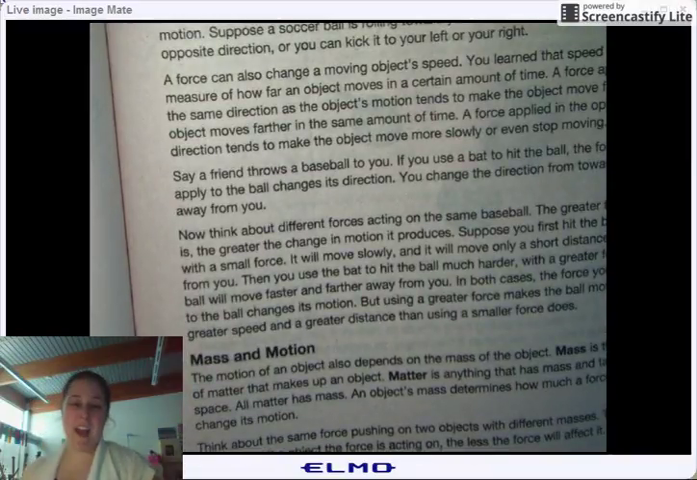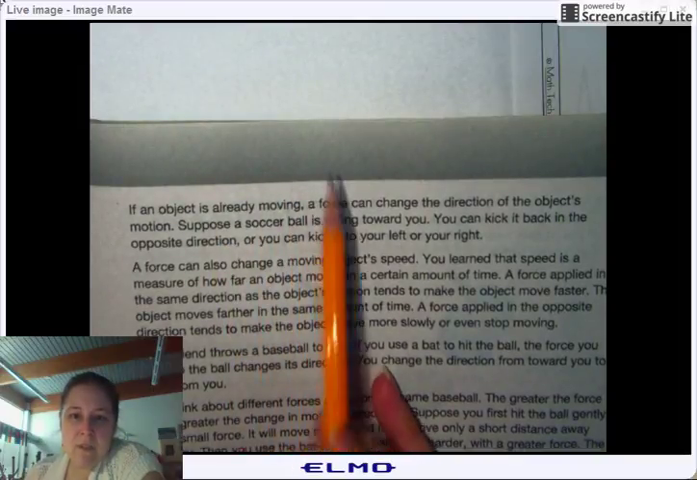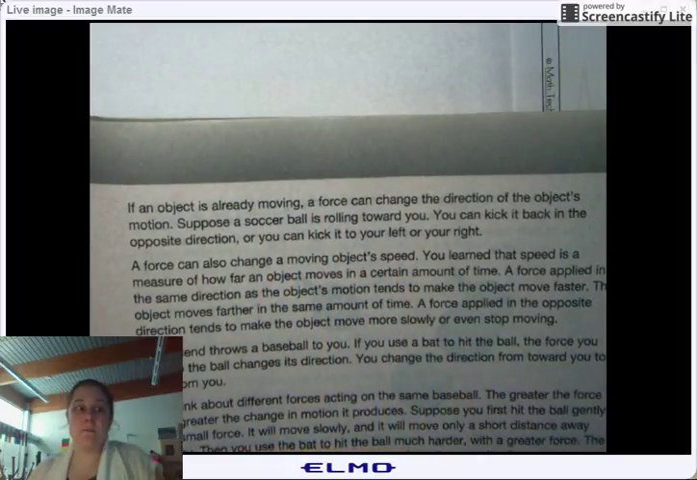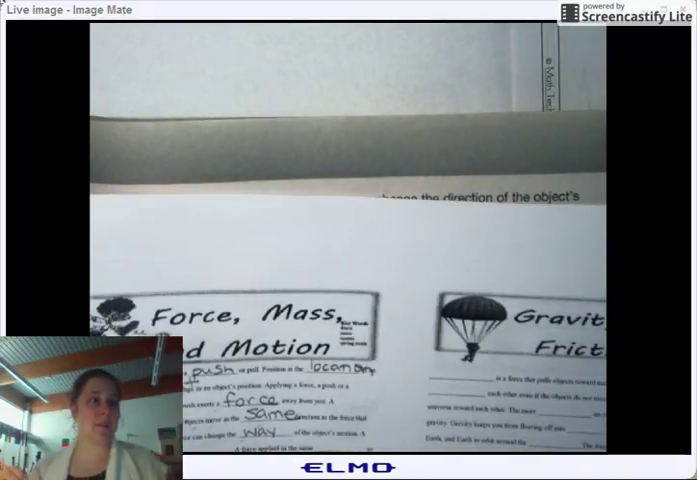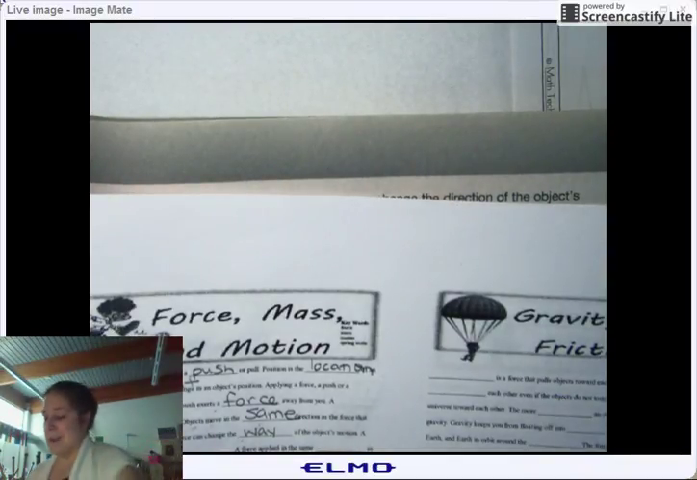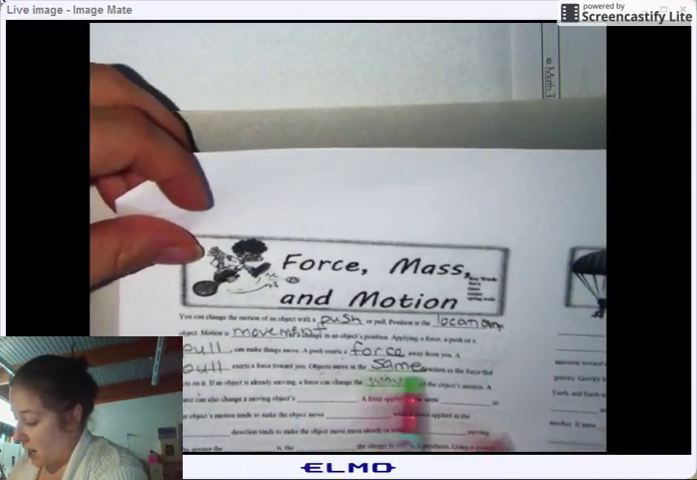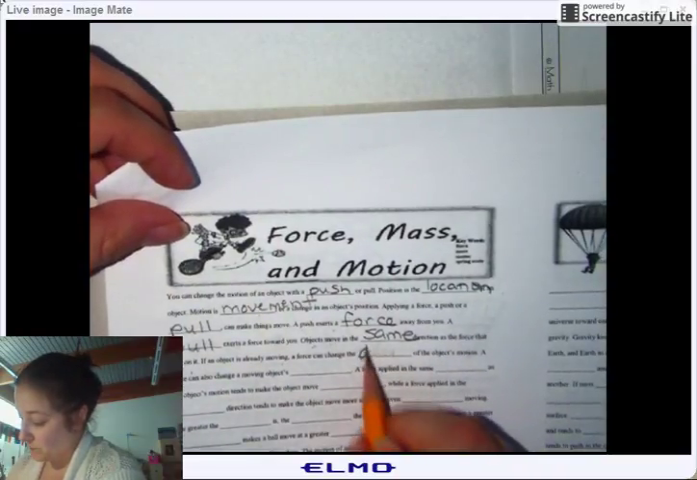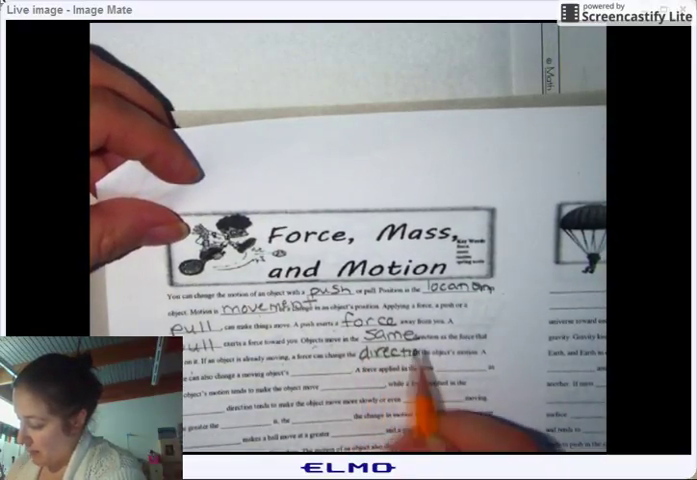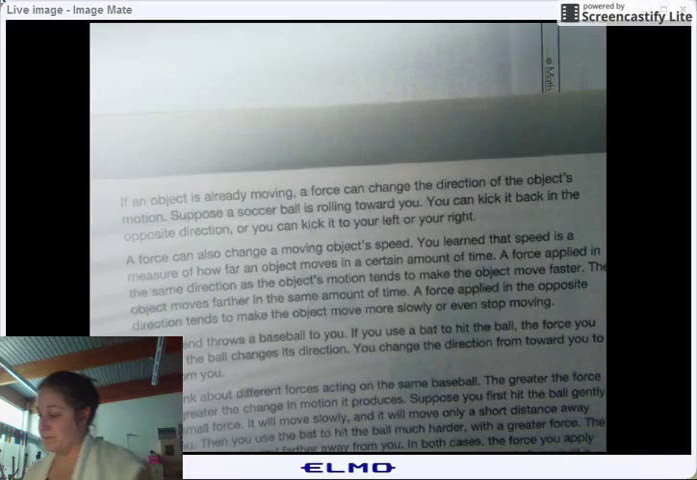Here's where we're going to change it. That's why I didn't like it. I knew it. If an object is already moving, the force can change the direction of an object's motion. So I was correct, but I want to make it a little bit more scientific. I don't want to say way. The force can change the direction of an object's motion. A blank can also change the moving object's blank.